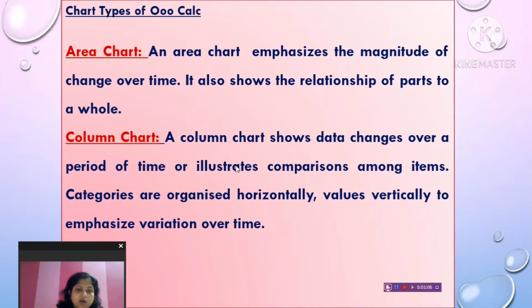Column chart. A column chart shows data changes over a period of time or illustrates comparisons among items. Categories are organized horizontally, values vertically, which emphasizes variation over time. That means the x-axis is your category axis and the y-axis will be your value axis in a column chart.